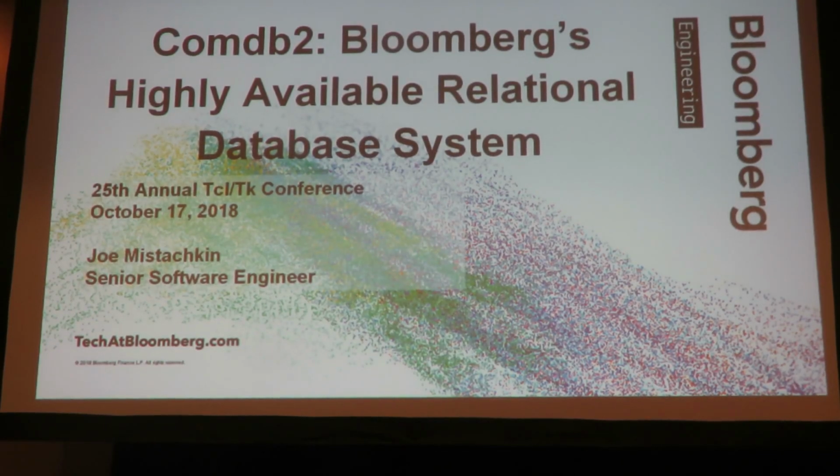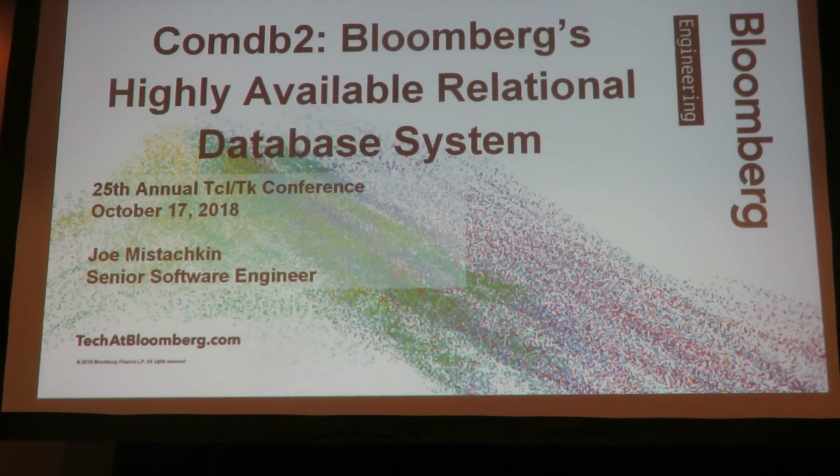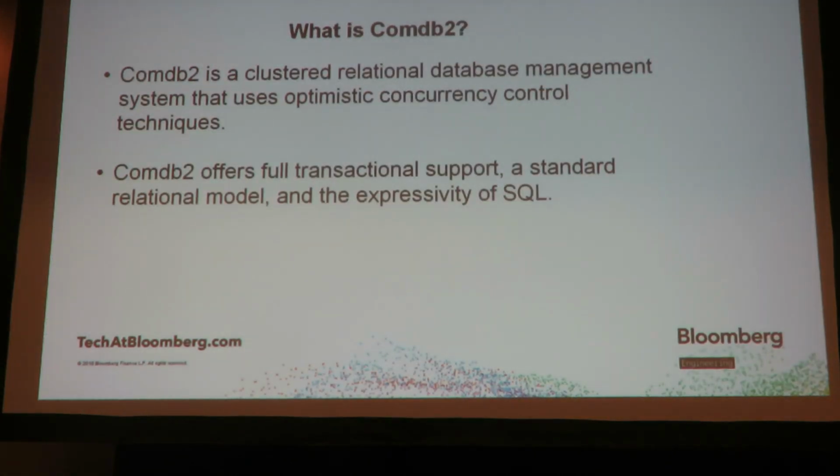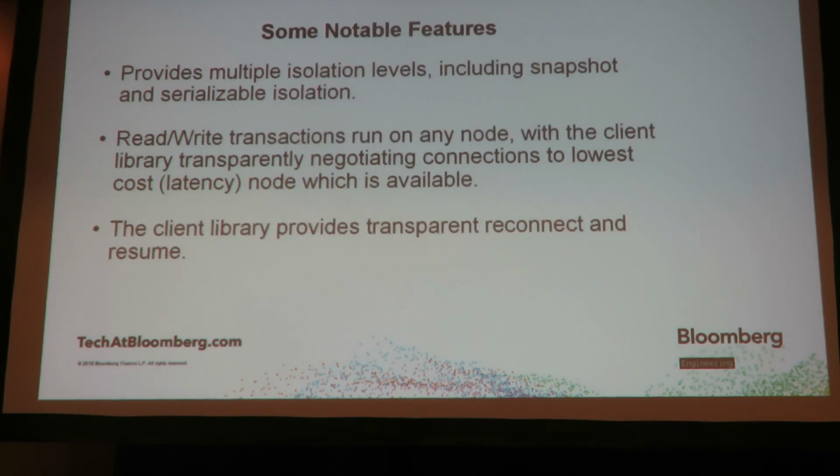All right, so we're going to talk about Comdb2, which is Bloomberg's highly available relational database system. It actually does use SQL and also uses SQLite as the front-end query processor and planner. And it's optimistic concurrency control and fully replicated and highly available. And it's also designed for very high performance, mostly focused on read performance.